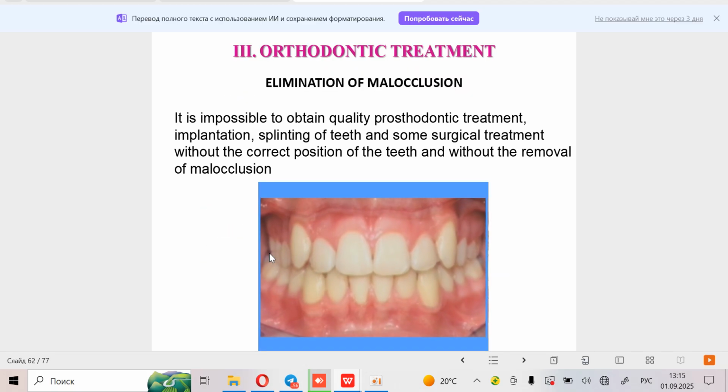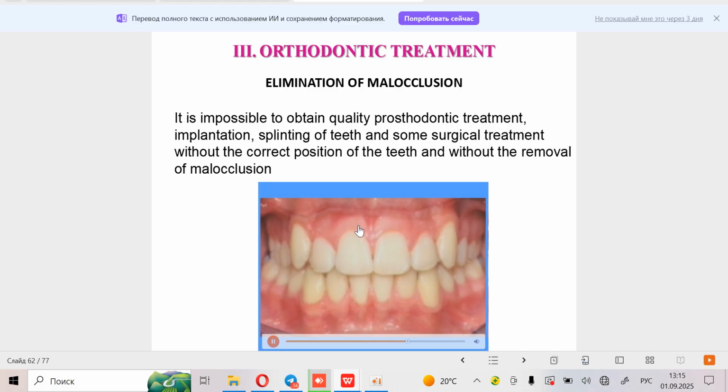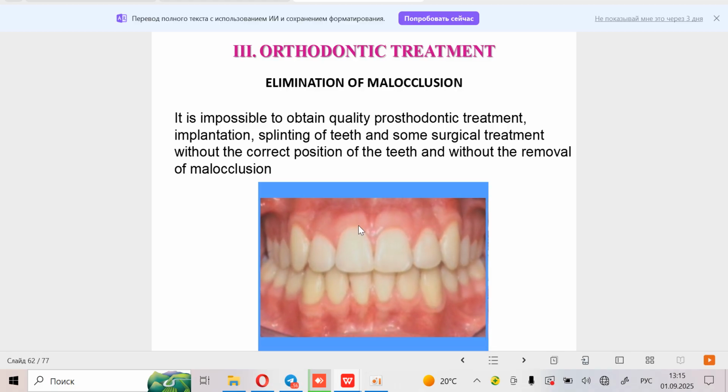The next stage, of course, is orthodontic treatment. Carry out orthodontic treatment in cases with malocclusion. It is important for obtaining quality prosthodontic treatment, implantology, splinting of teeth, and some surgical treatment, which are not possible without the correct position of the teeth and without the removal of malocclusion. That's why orthodontic treatment provides the functional stimulation necessary to maintain periodontal tissue health, besides achieving the occlusal correction.